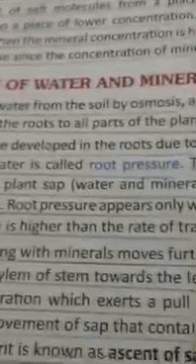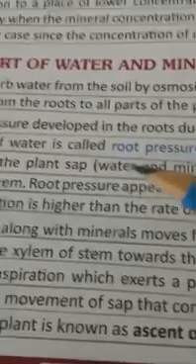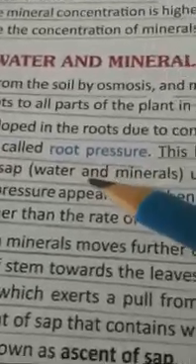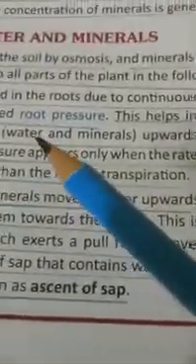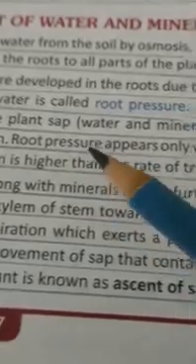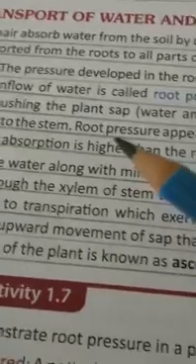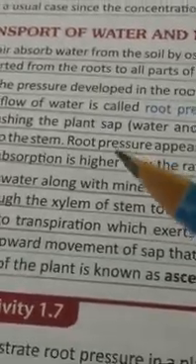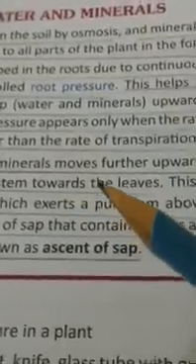So we have seen that after the absorption, the water has to be transported from the roots to different parts of the plant. That is due to the root pressure. And how is the root pressure developed? From when the water moves from one cell to another due to osmosis. So this pressure helps in pushing the water up into the xylem of the root and then the stem and into the higher parts of the plant. This root pressure is developed when the absorption of water is greater than the rate of transpiration.